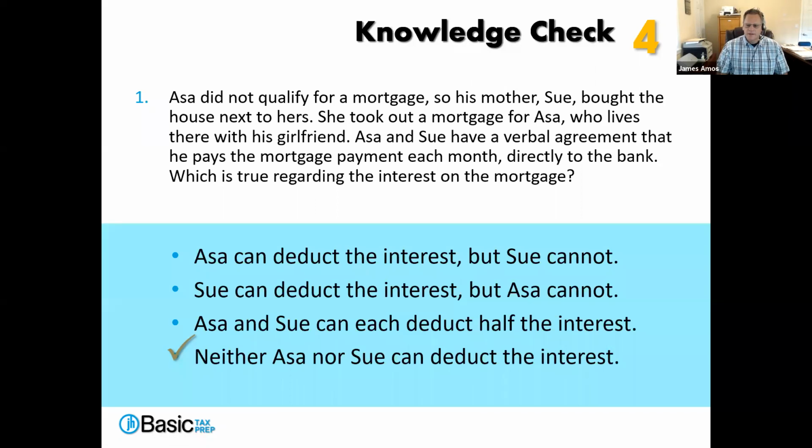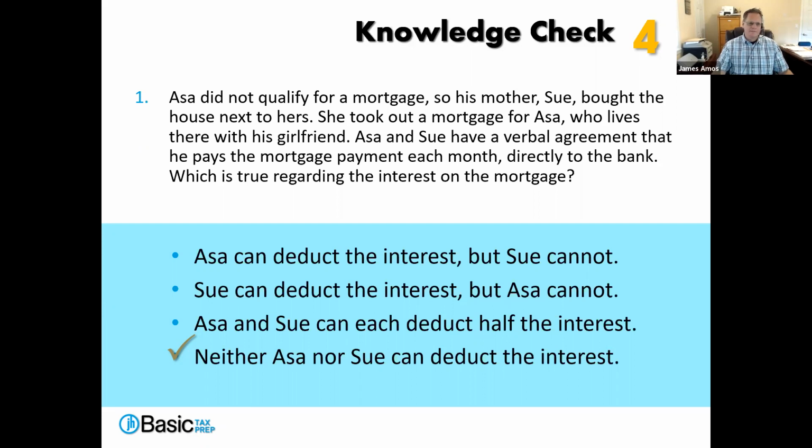Why do you think that is? Just give a shot in the dark. It's okay if you're wrong. This is how we learn. She's not living in the house. Well, that's true, but that's not really the underlying reason. You're closer though. She doesn't actually pay the mortgage.